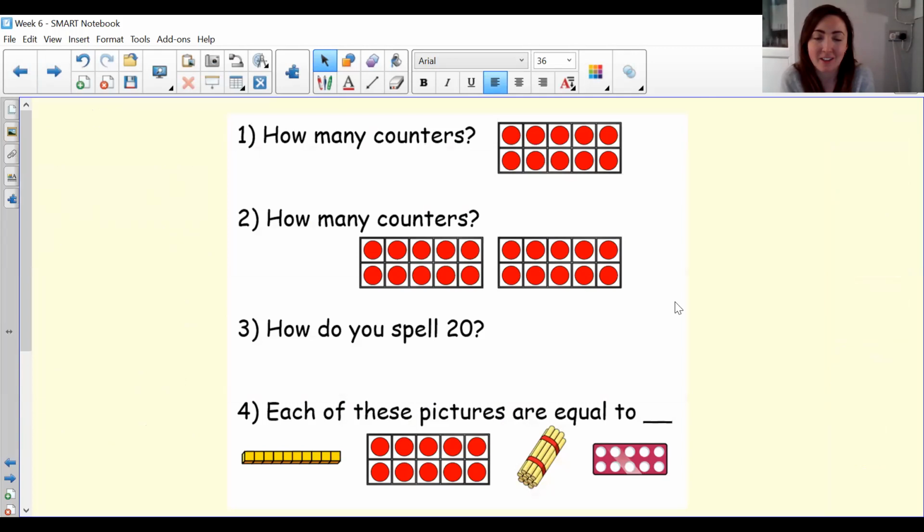So let's start with our fast 5 questions. Firstly, how many counters? Then question 2, again, how many counters this time? Do we need to count them in ones, or is there another way we can count them? And number 3, how do you spell this number here? And number 4, each of these pictures, this one, this one, this one, and this one, are equal to what?